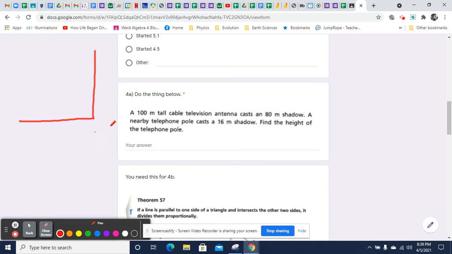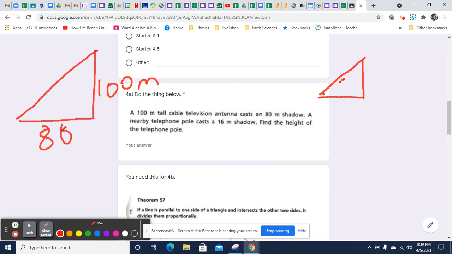So here's one triangle, and we have another one that's casting a shadow here as well. There's, of course, an imaginary line here as well. So here's our 100-meter one. Here's our shadow. We've got 80 meters. That's the cable. And then over here, we've got a 16-meter shadow.